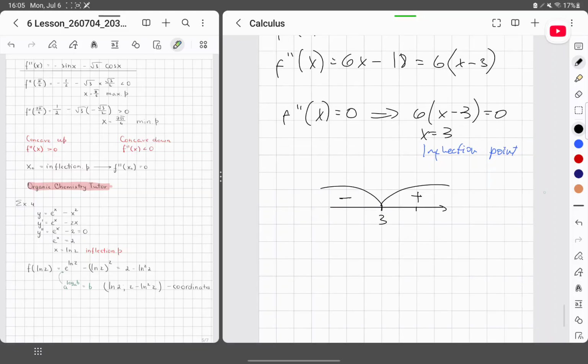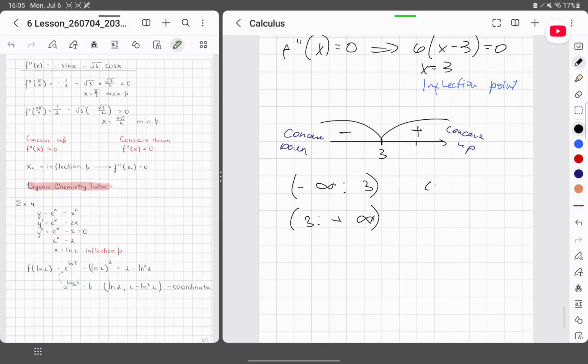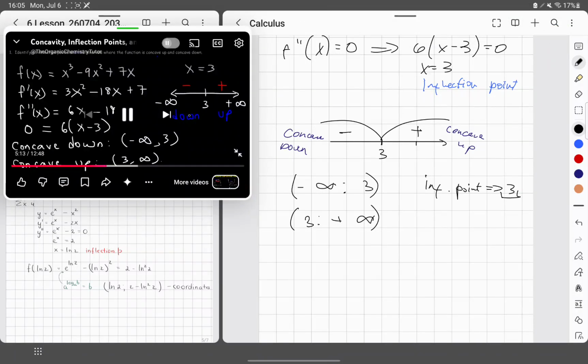Our concave down, and that will be our concave up. Concave down will be negative infinity to 3, concave up will be 3 to positive infinity. Very good job. What's our inflection point? That is equal to 3.